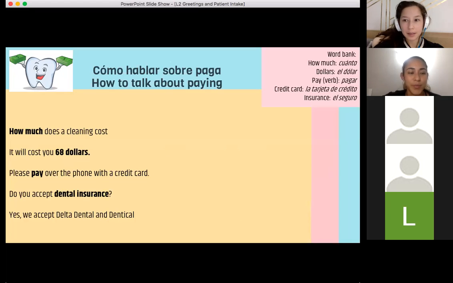So por favor, if you say pagar, definitely they'll understand you. But a little bit more intermediate level, if you conjugate the verb, it would be por favor pague por teléfono. So you could say por, and then we'll go over some of those prepositions later on.